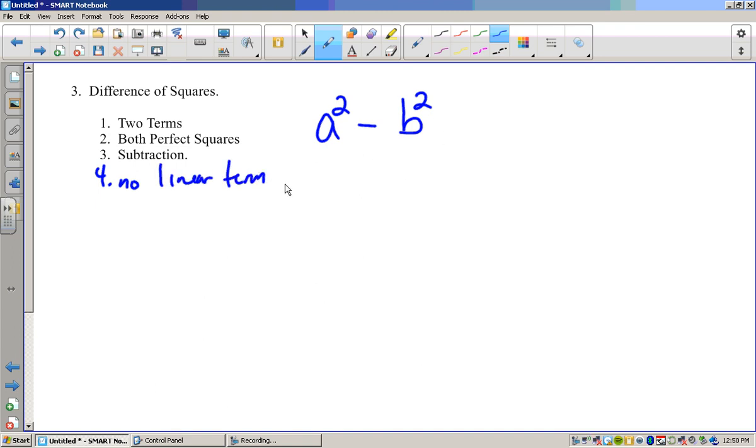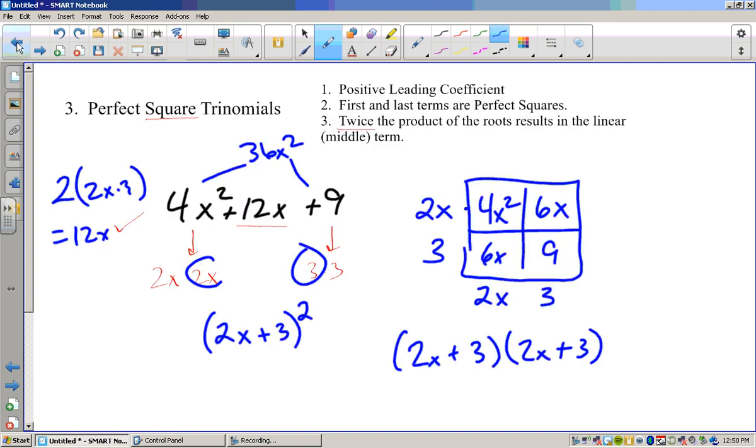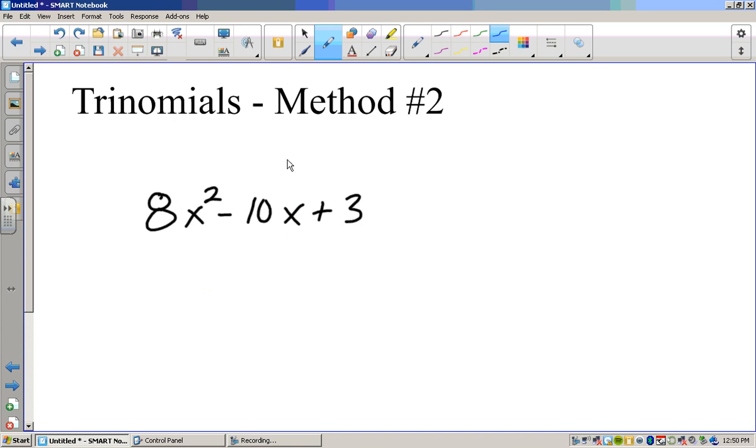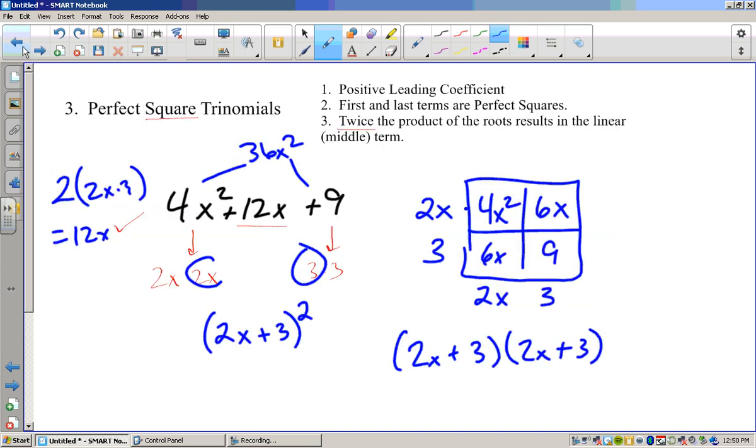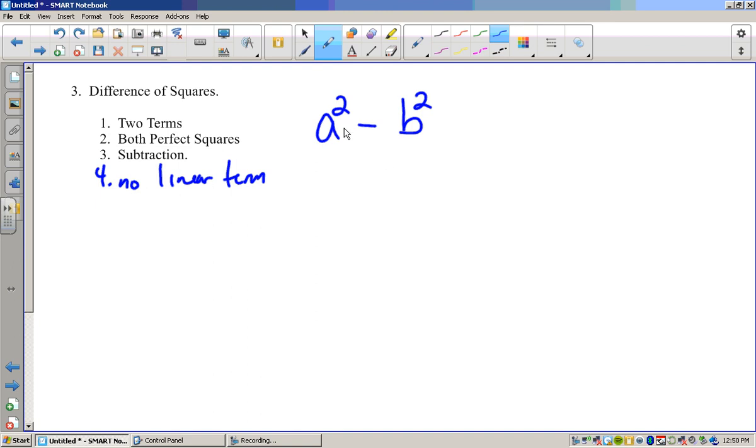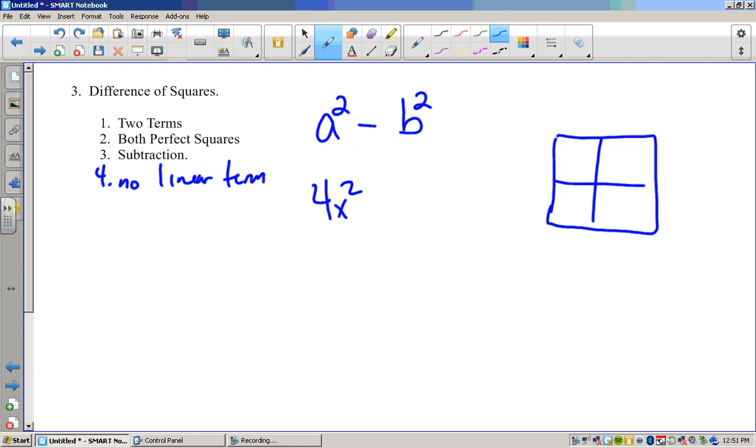There's no middle term, so that would actually end up being 0. And as I go through and do this, it behaves as a combination of my trinomial method and my perfect square trinomials, and it still has a pattern. If I do this the long way, as we did before, I'll give you a concrete example here in a second.